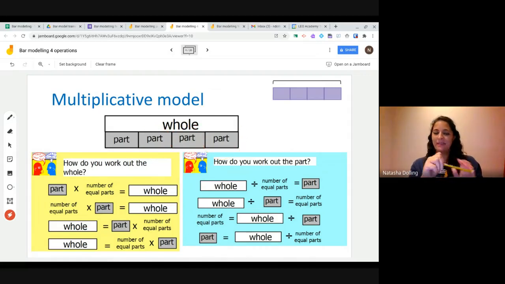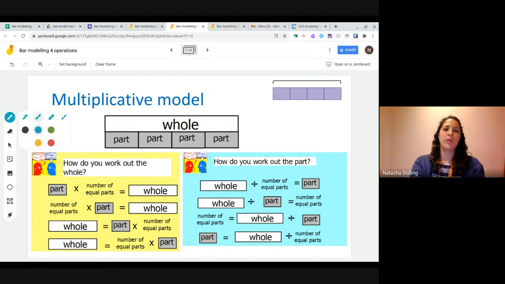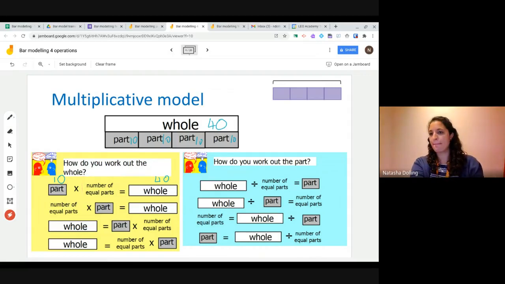And another thing, I'm actually going to illustrate this point by putting a couple of numbers on. Imagine that my whole was 40 and my parts were 10. So I'll label each of them. And let's look at my first question. My part is 10, my whole is 40. Where on my bar model do I have this other number? I only have the number 40. I only have the number 10.